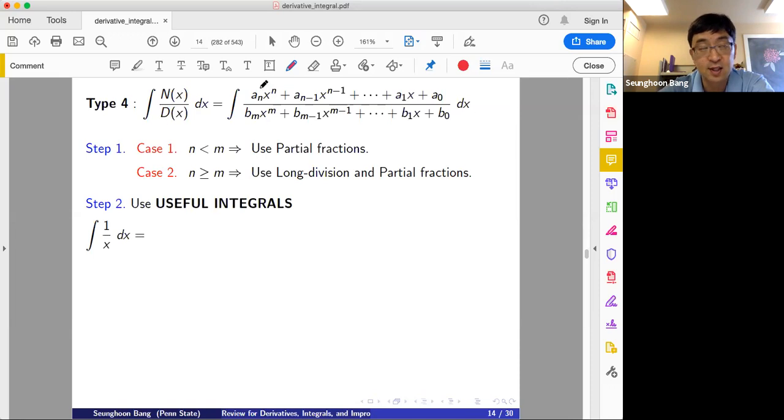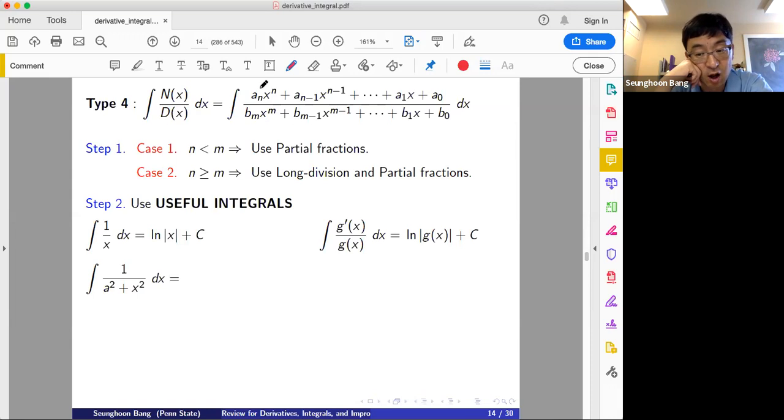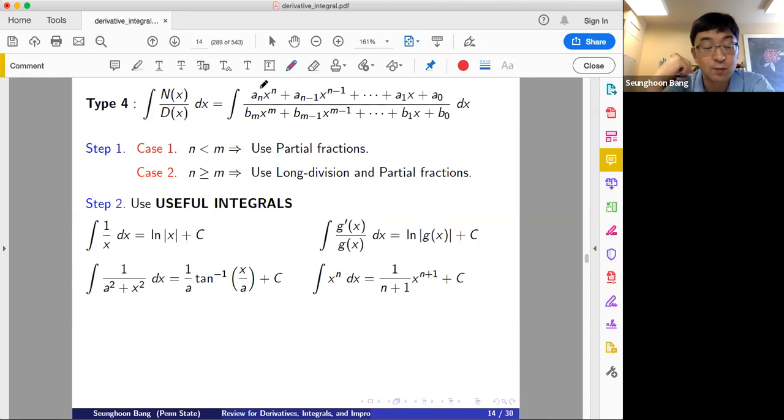Integral of 1 over x dx is ln of the absolute value of x. Integral of g prime of x over g of x is ln of the absolute value of g of x. Integral of 1 over a squared plus x squared dx is 1 over a inverse tangent of x over a plus c. Integral of x to the n dx is 1 over n plus 1 times x to the n plus 1, plus c.